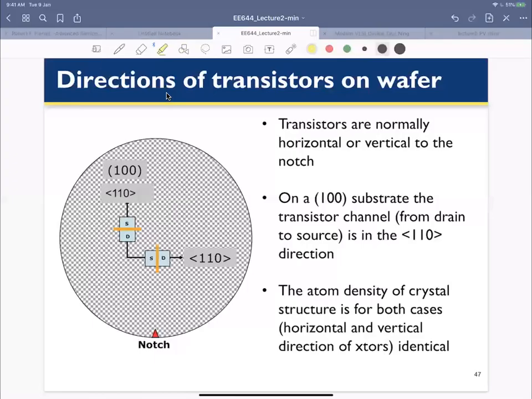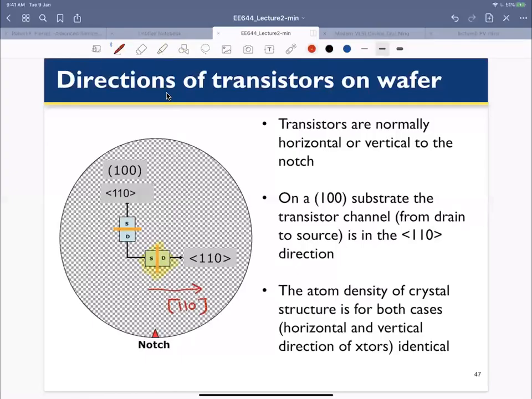So if you look at this transistor here, this is a MOS transistor. We have source, drain, gate. The source is on the left side, the drain is on the right side, and the electrons usually flow from source to drain, and the flow of electrons is in the 110 direction, right? So this direction here is 110.